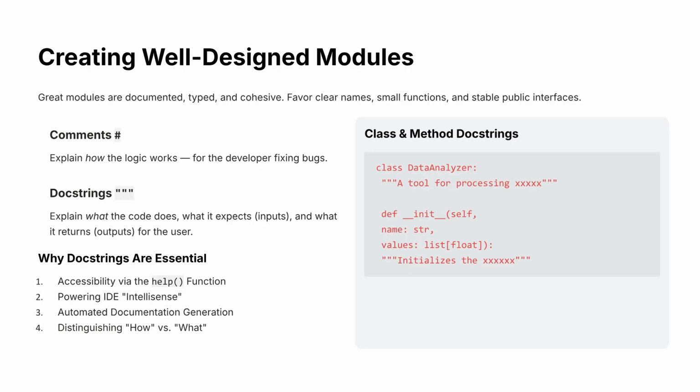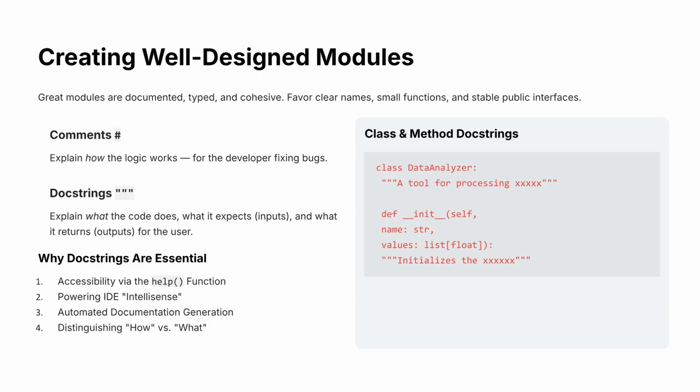Okay, so let's talk about what actually makes a module good, because slapping some functions in a .py file isn't enough. The big two are comments and docstrings. And yes, they're different things. Comments with the hash symbol are for the developer reading the internals. They explain how the logic works, the why behind a tricky bit of code. Docstrings, on the other hand, are for the user of your module. They explain what a function does, what it expects as inputs, and what it returns.